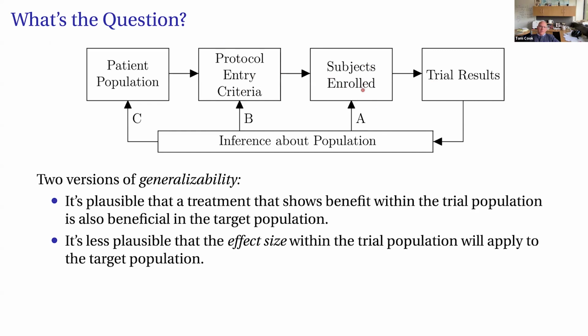enrolled in the trial. But the further we go back from right to left, the less likely it is for our result in the trial to be immediately applicable to that population. So I think it's plausible that if I show benefit with respect to the subjects enrolled, that it's also beneficial within the overall target population. It's less plausible to me that the effect size within the trial population will apply to the target population. So I don't take these effect sizes that we might estimate in the trial population too seriously.